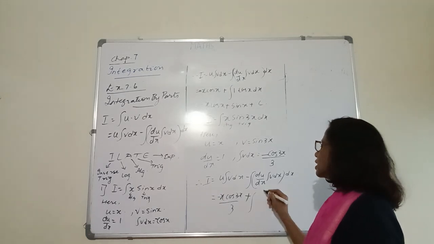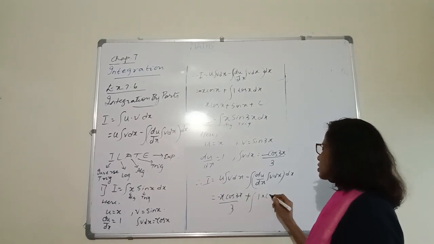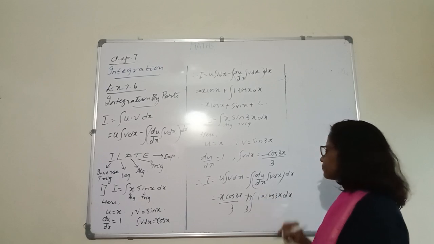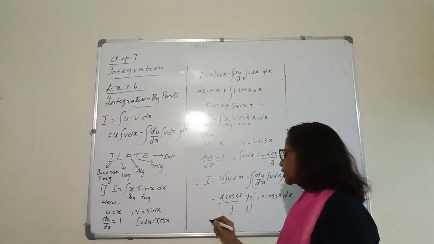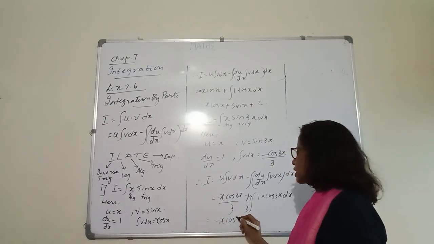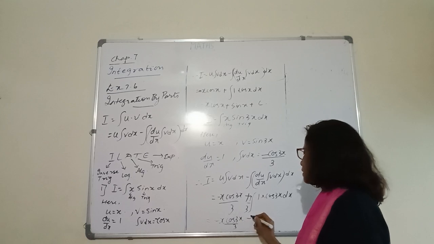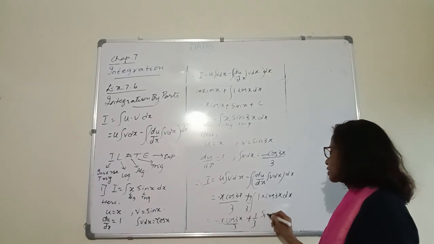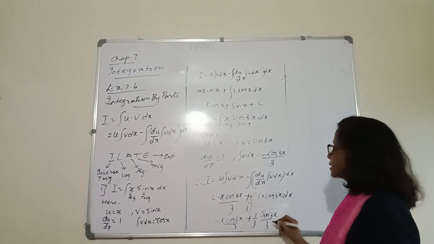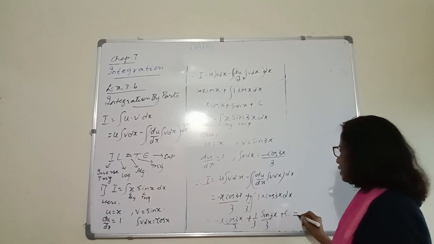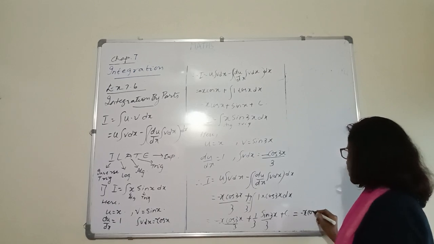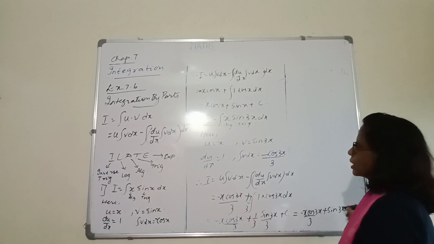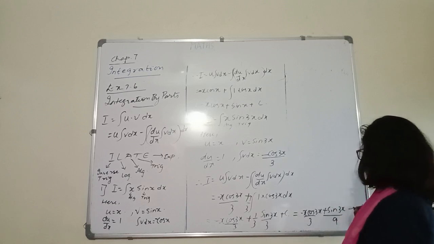Du over dx is 1, so it's 1 times cos 3x. The negative sign we have taken care of. 1 over 3 also we can take care of outside. That's all. So I think this will give you the integral in the very next step. Minus x cos 3x over 3 plus 1 over 3. Now you need to find the integral of cos 3x, which is sine 3x over 3 plus c. That's it. So your final integral value is going to be minus x cos 3x over 3 plus sine 3x over 9, 3 times 3 is 9, plus c.